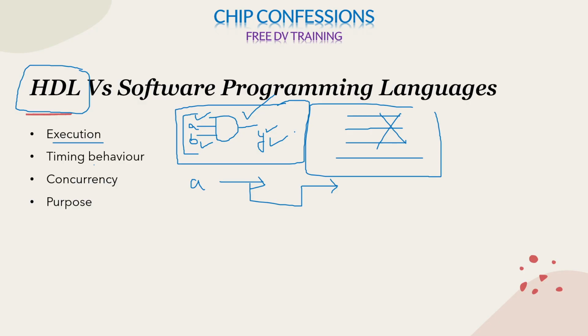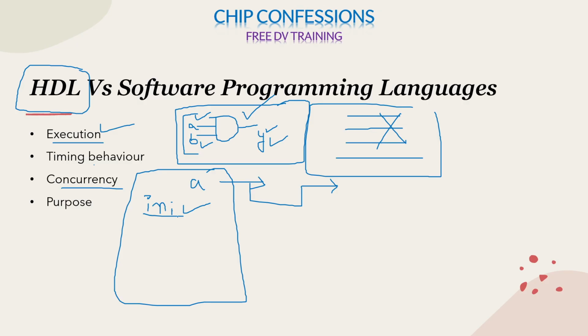Then there is concurrency. As I told you before in execution, concurrency is one of the most important features of HDL. For example, say we have an initial block. This is one of the procedural blocks we will be seeing further. If we have code with thousands of initial blocks, everything will run in parallel. So this concurrency is very much important, and it can be achieved only in HDLs and not in software programming languages.